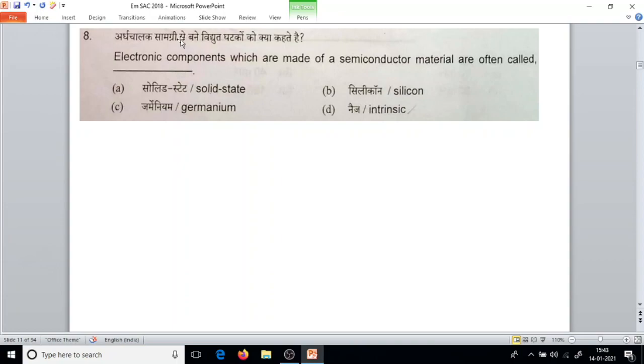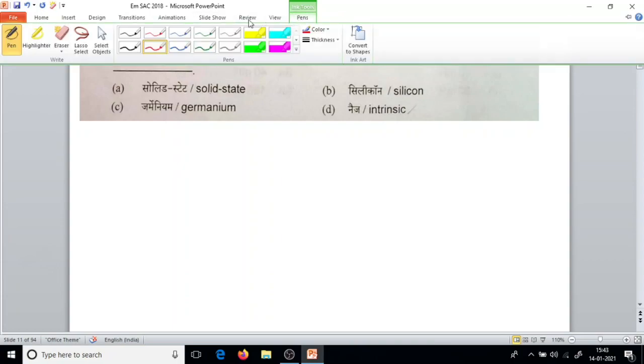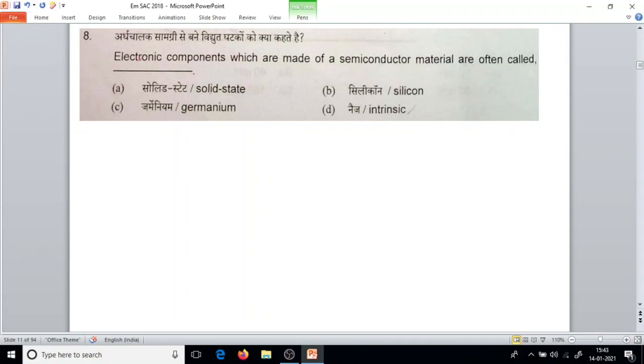Question number 8. Electronic components which are made of a semiconductor material are often called what? Generally, all these are solid state devices. A vacuum tube is made up of glass and metals. It is not a solid state device. So the answer is: electronic components which are made of semiconductor materials are often called solid state devices. That's why under solid state devices we study transistors, MOSFETs, all those things.